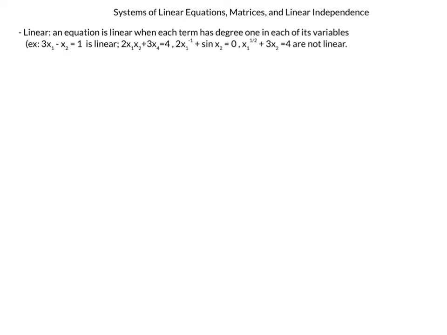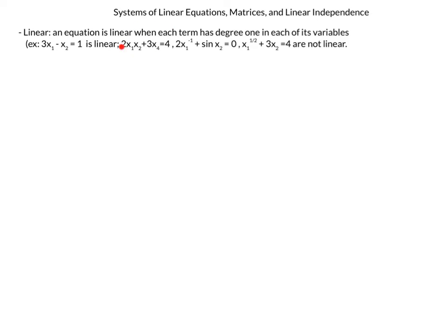We will start with the definition of a linear equation. So an equation is linear when each term has degree 1 in each of its variables. And term, if you recall, those are the things separated by pluses and minus signs. So here we have two terms on this side of the equation, and one term on the other side of the equation. So this is linear because our x1 and our x2 are our two variables. And again, each term has degree 1. There's nothing squared or anything else.